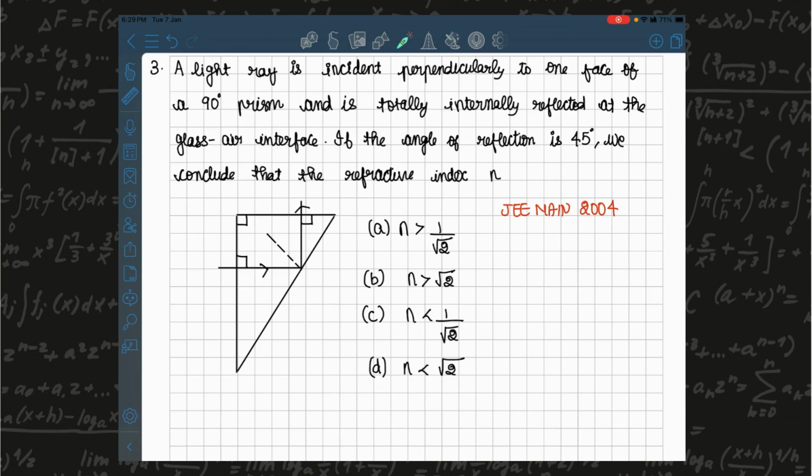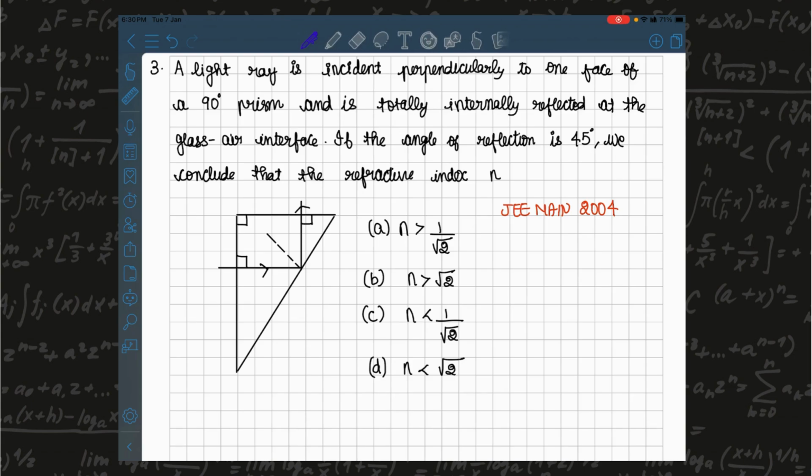A light ray is incident perpendicularly to one face of a 90-degree prism and is totally internally reflected at the glass-air interface. If the angle of reflection is 45 degrees, we conclude that the refractive index n is. So here are the options. Let's solve this question now.